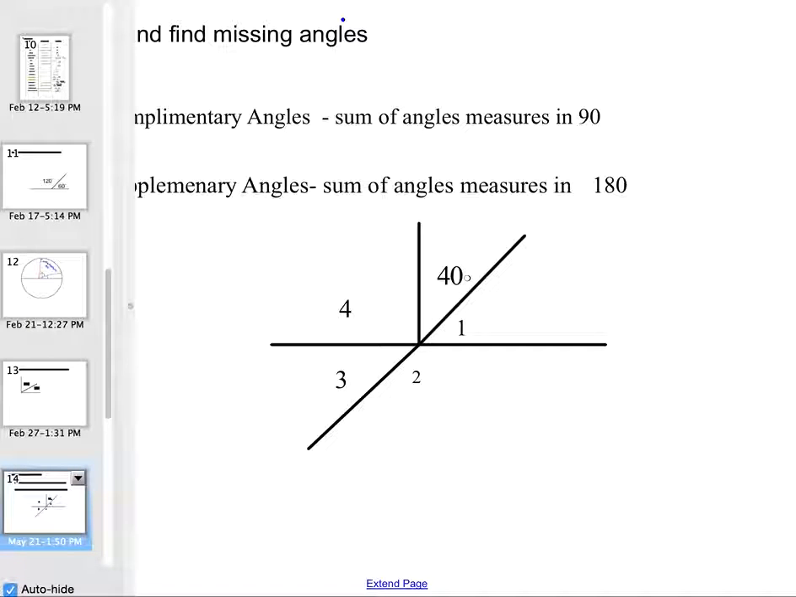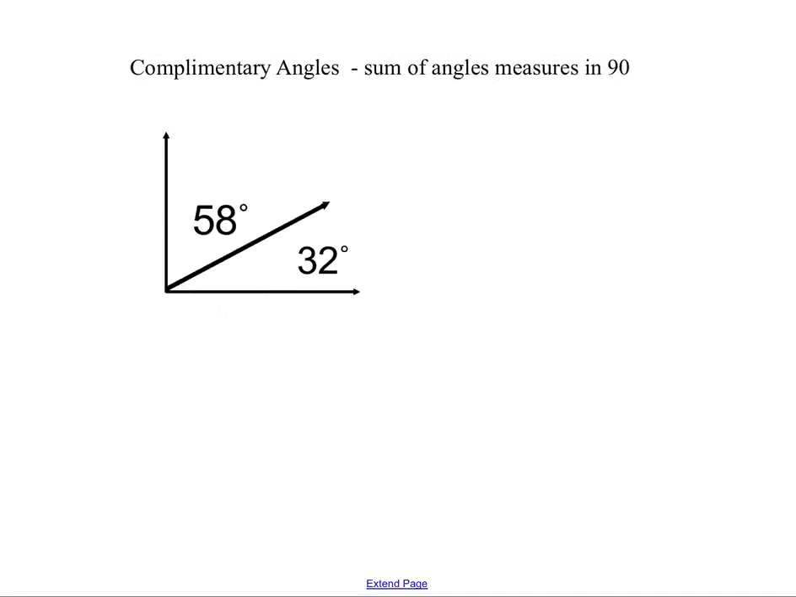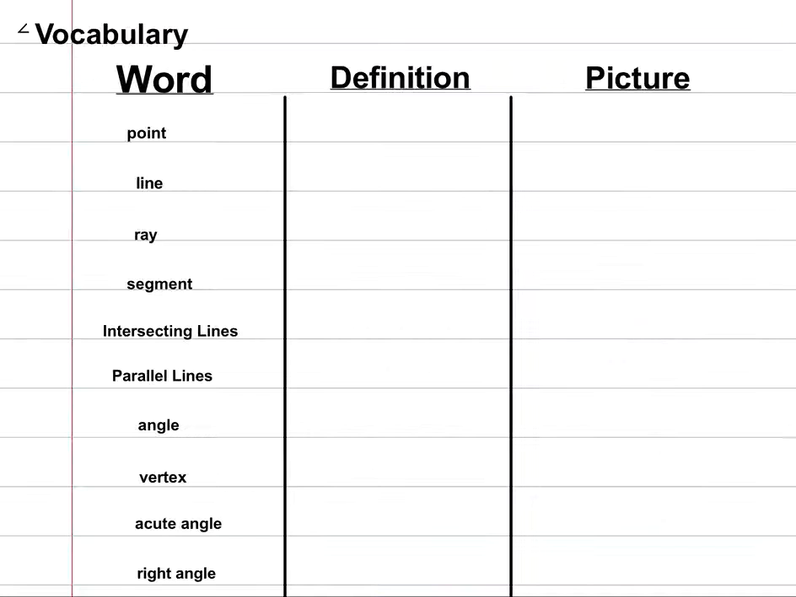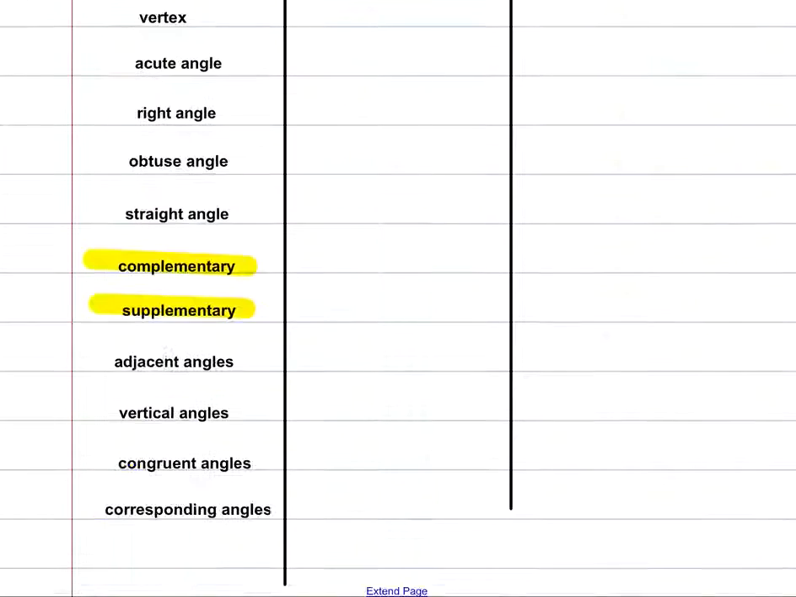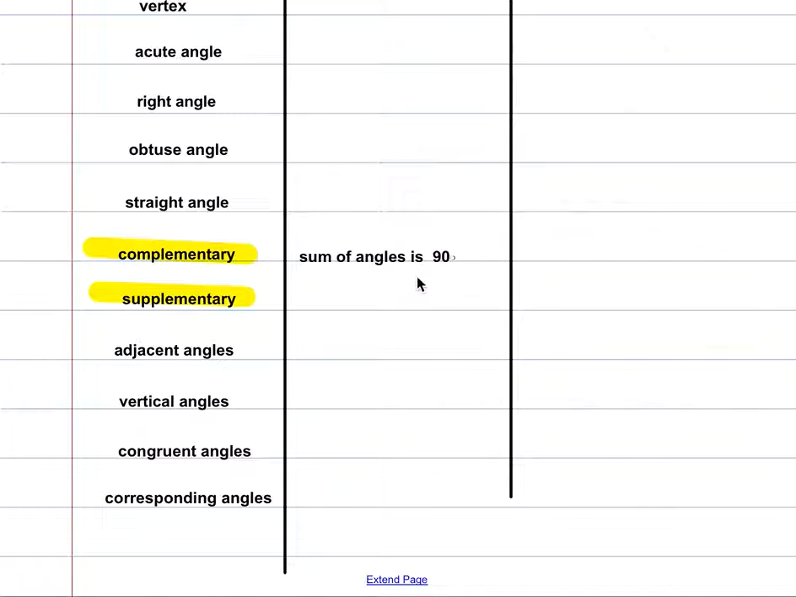So let's go back to our cheat sheet, or our vocabulary sheet. And let's get complementary. Complementary, the sum of the angles is 90. So when I put these two angles together, 51 and 39, they would make 90 degrees. You have to make sure that you realize, again, they have to share a vertex and a side to be able to be considered complementary. So this would be 39 degrees.